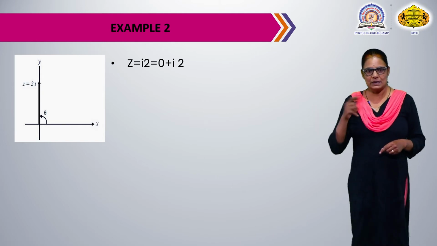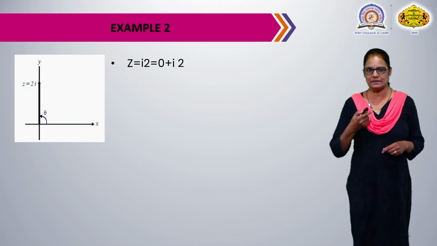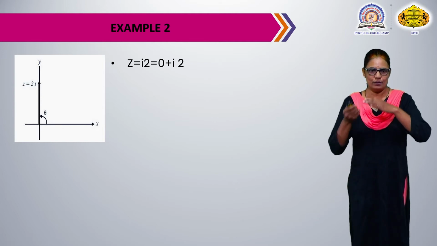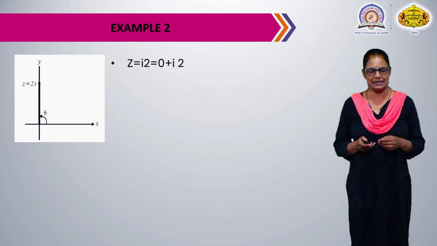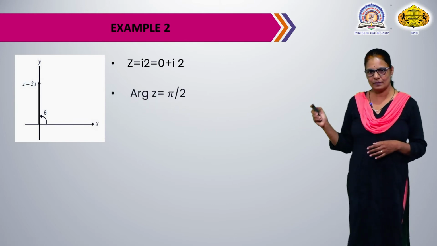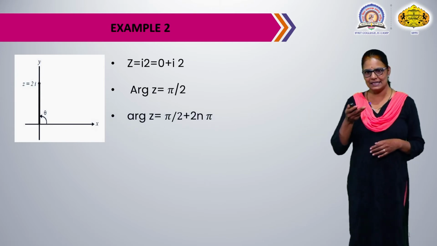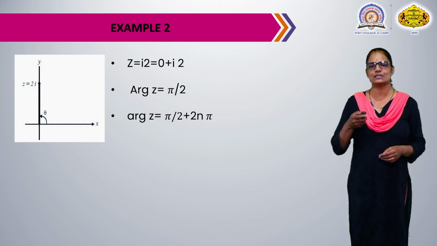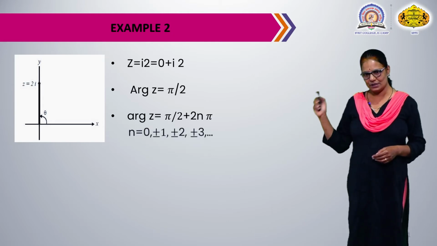Now this radius vector lies along the positive imaginary axis, that is the y-axis. So the angle between the radius vector and the positive real axis is obviously 90 degrees. The principal argument is 90 degrees here because it lies between minus 180 and plus 180. So this is our principal argument. Then the argument of z is the principal argument plus 2n pi. So the argument of z is pi by 2 plus 2n times pi, where n is an integer here.